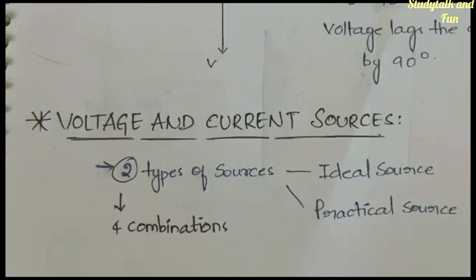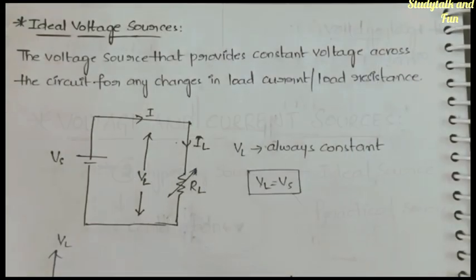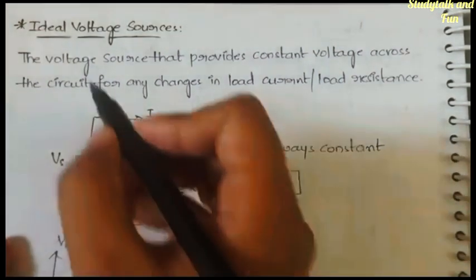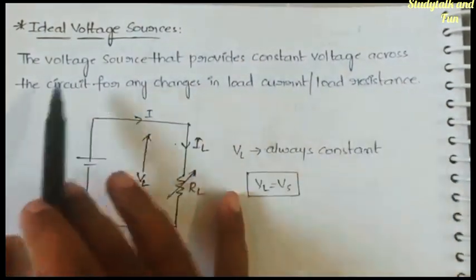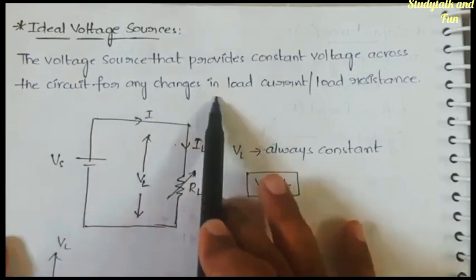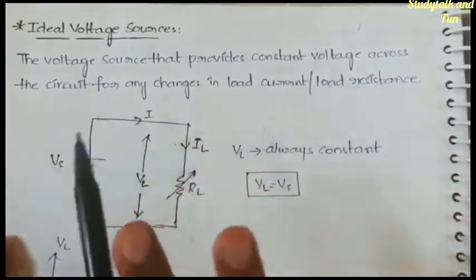Like that, we are going to get a total of four combinations, and let us learn about each of them in this video. So first, let us discuss the ideal voltage source. An ideal voltage source is nothing but a voltage source that will provide a constant voltage across the circuit for any changes in the load current or load resistance.